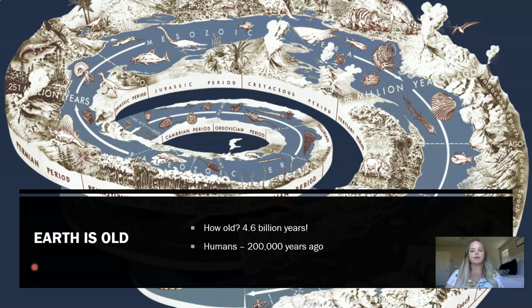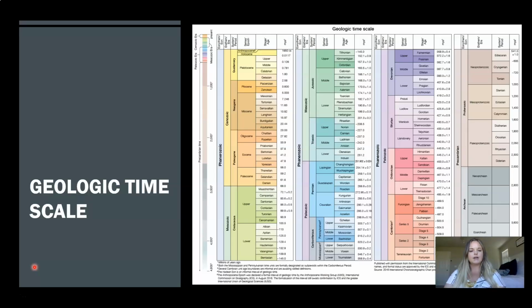And the Earth is broken up into different segments depending on what happened during those times, when there are major extinction events or major evolution events. So that is the geologic timescale, which you kind of see here with this little spiral. Another way to look at it, which you have seen before, is the geologic timescale, which is constantly revised based on what scientists and geologists discover.